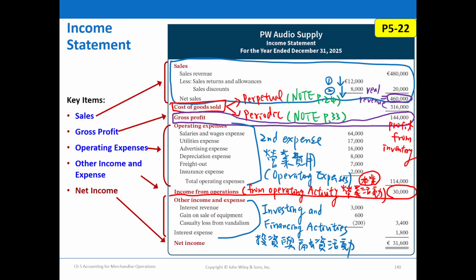After operating, financing, and investing activity, finally we get our final profit, net income, right? After we consider all the activities we have, finally we get net income. So net income is what? Your final profit.